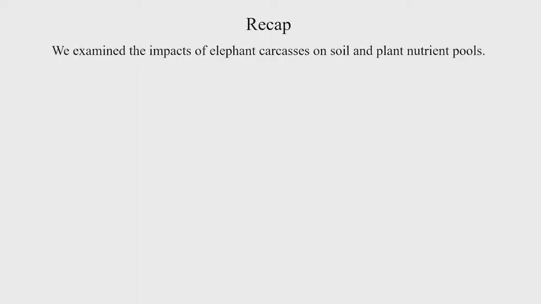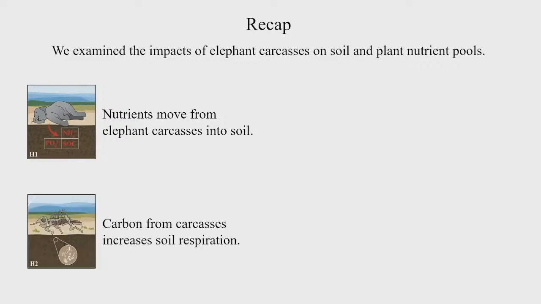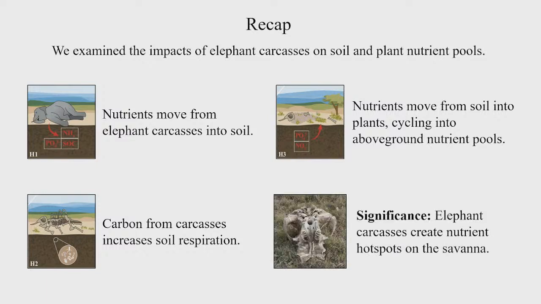To recap, we've just examined the impacts of elephant carcasses on soil and plant nutrients. We have found that nutrients move from elephant carcasses into the soil, and that carbon from those carcasses increases soil respiration. These nutrients move from soil into plants, making them available in these above-ground nutrient pools. Finally, we're really excited because it's showing us this first initial evidence that these elephant carcasses really do have substantial impacts on the savanna and create these nutrient hotspots that we're excited to follow for years to come. Thank you.